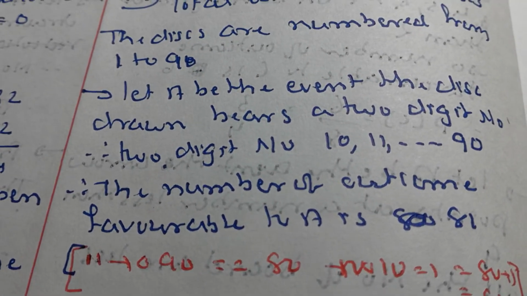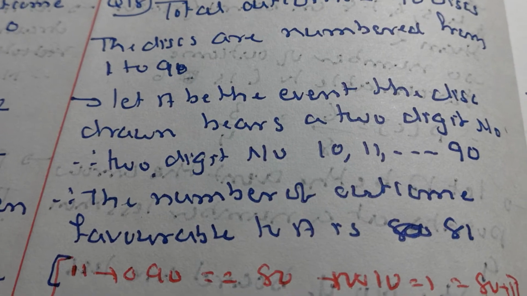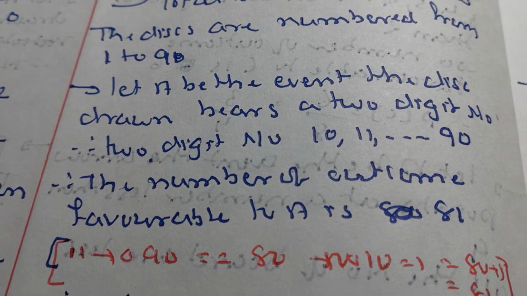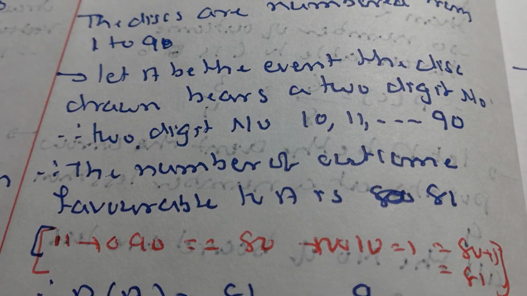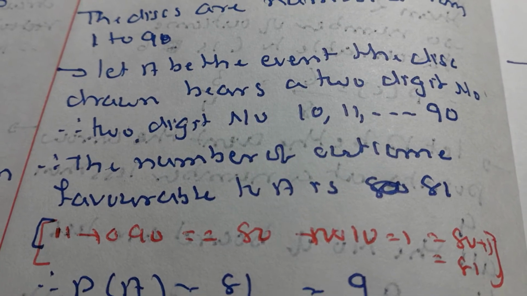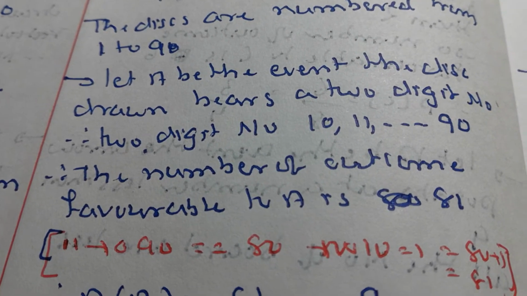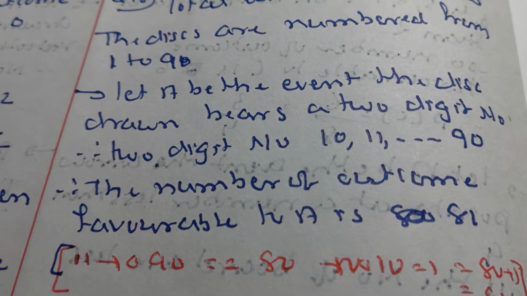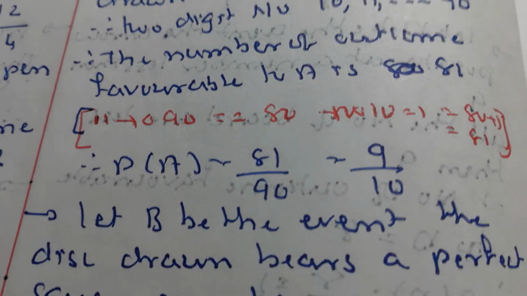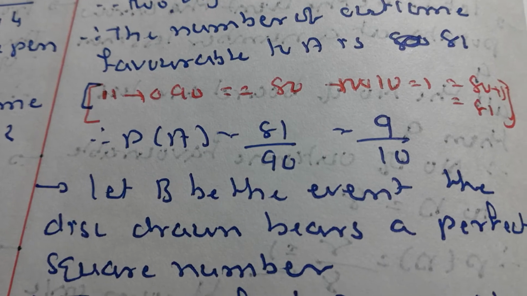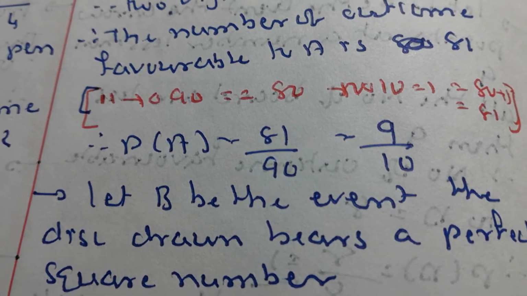Again I am explaining you. Let A be the event that the disc drawn bears a 2-digit number. Now we know it very well, 2-digit numbers start from 10. So 11 to 90 is 80 and 10 itself is 1. So the total outcome will be 81. So P(A) is equal to 81 upon 90, which comes to 9 upon 10.